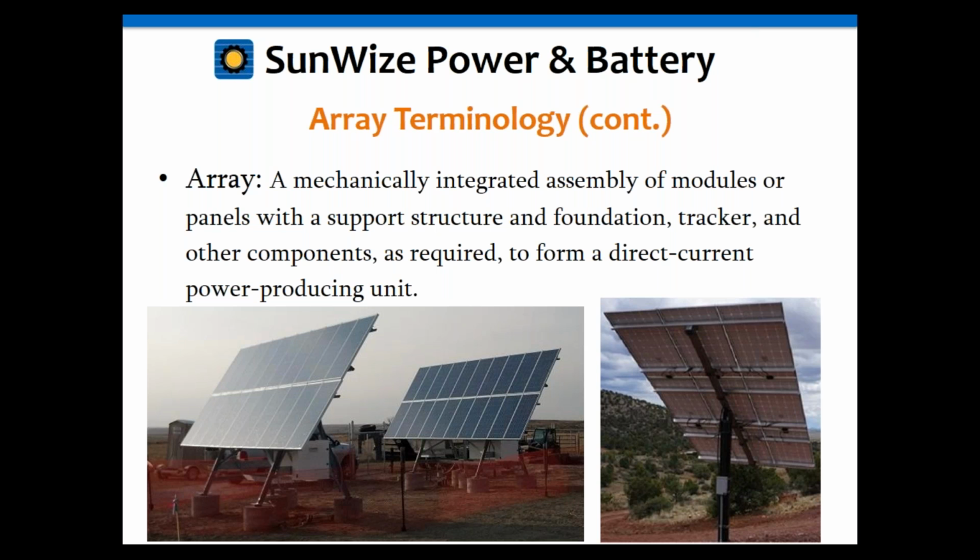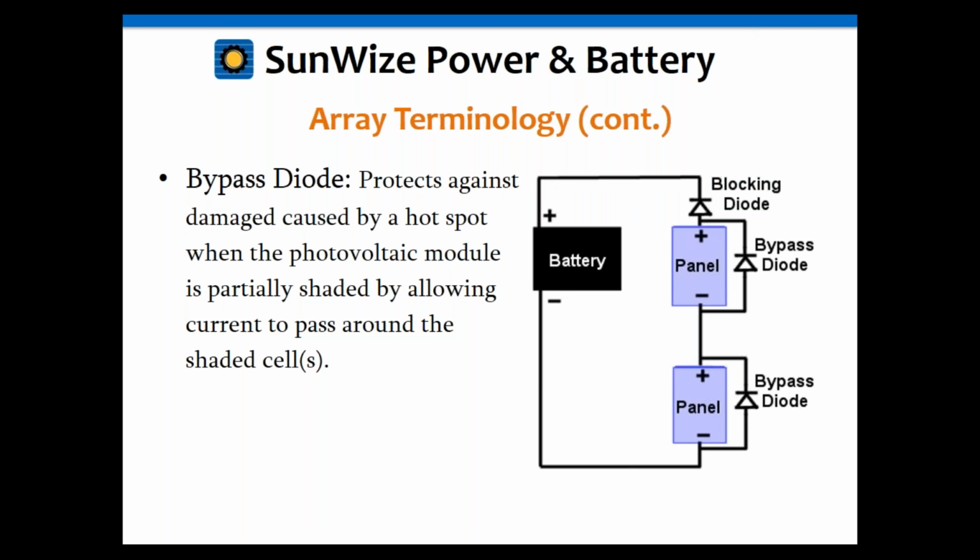You don't really see a lot of active tracking anymore, primarily because the cost of the active trackers is more than just adding additional modules for the performance you get out of it. With the modules being so inexpensive nowadays, it ends up being more cost effective just to add additional modules than it is to go to a tracking system. There's also maintenance required with tracking systems, and they are more prone to failures. So in the end, it's more cost effective just to add additional modules than to go to a tracker mechanism.